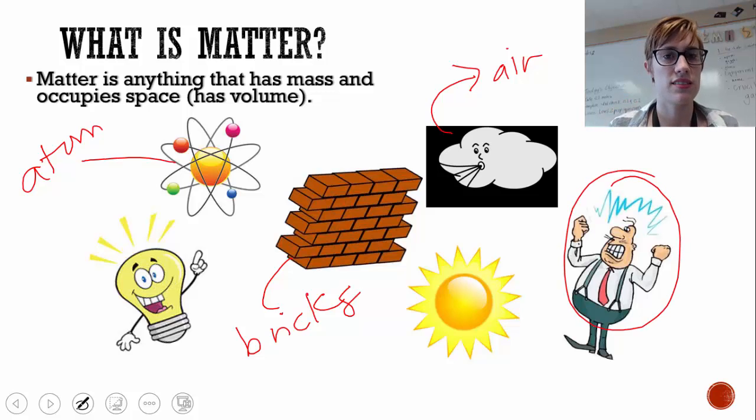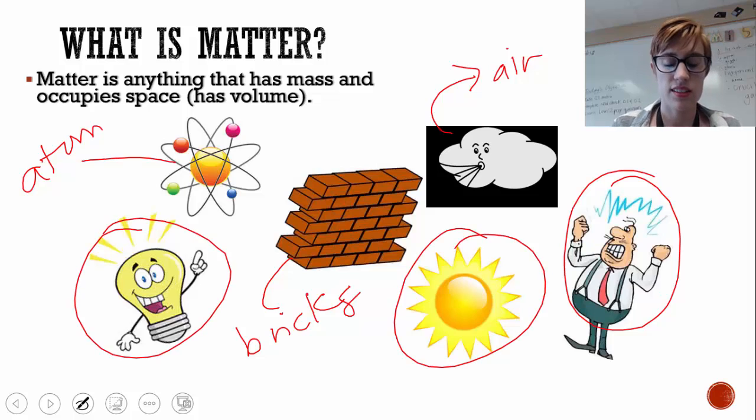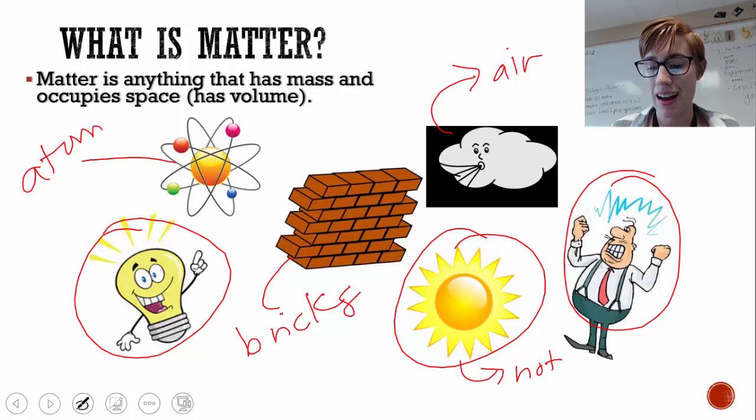Some things are not matter. Your feelings. Your feelings don't matter, guys, because they're not really matter. Your feelings don't have mass and they don't take up space except for in your head. The sun, light. Light is not a form of matter. Light is something that you'll learn more about in physics, but light is not.